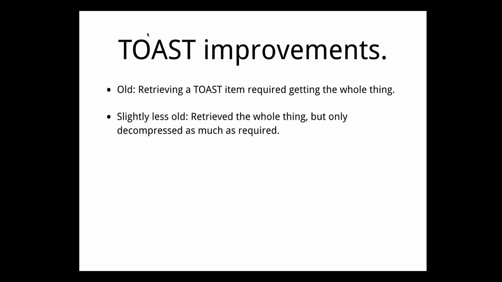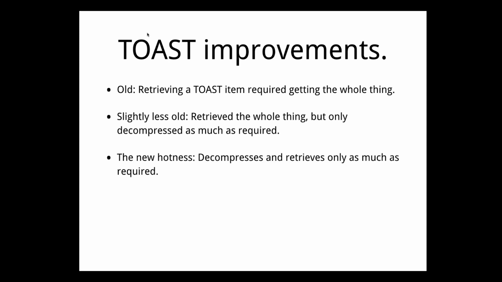That wasn't so great. As of version 11 and 12, it would retrieve the whole thing, but it would only decompress as much as required, which is better, but come on. Let's say it's a 1 gigabyte thing and you only need the first 100 bytes. That's pretty horrible. Now it only decompresses and retrieves as much as required. So yay. This is a significant improvement if you're doing prefix retrieval on a Toast item, if you only need the first 100 bytes or something like that.